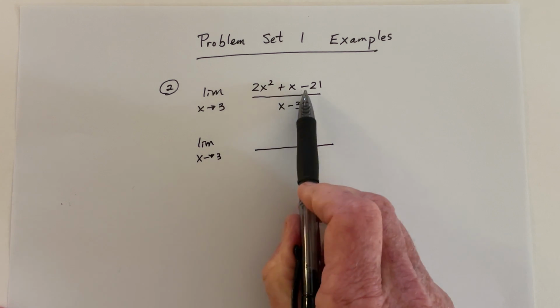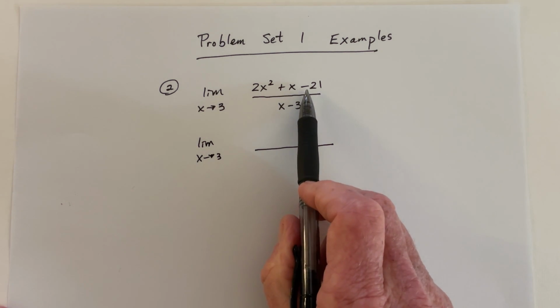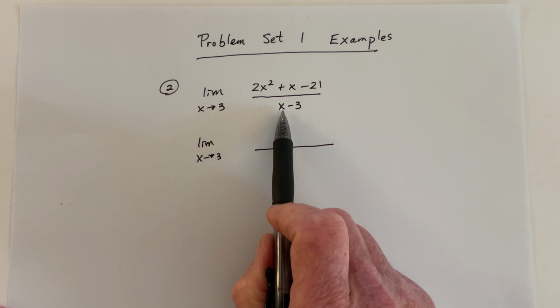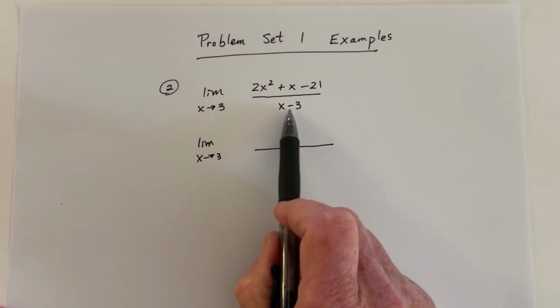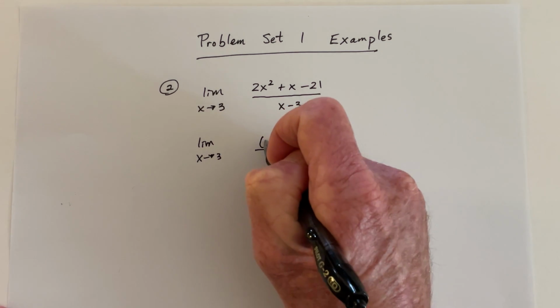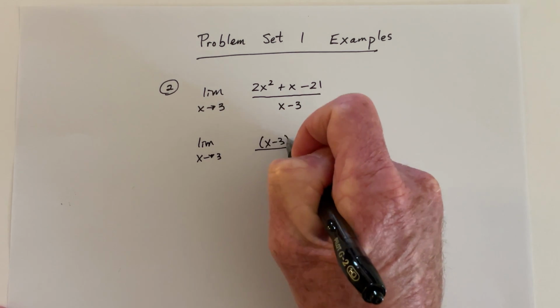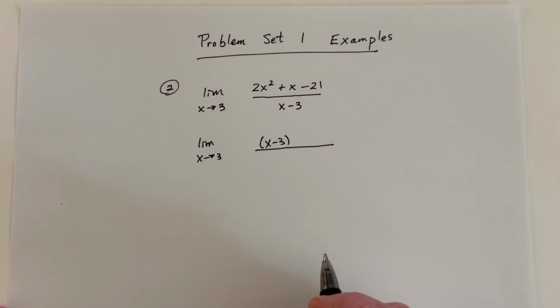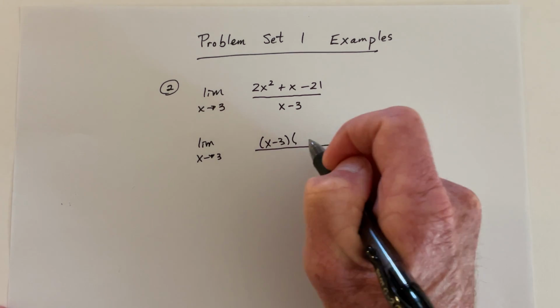So this numerator right here can be factored. Not only that, x minus 3 has to be a factor because this is causing division by 0 and we need it to cancel. So not only can the top be factored, but x minus 3 should be one of the factors. Let's see if it works.